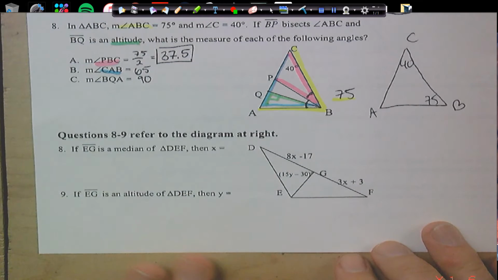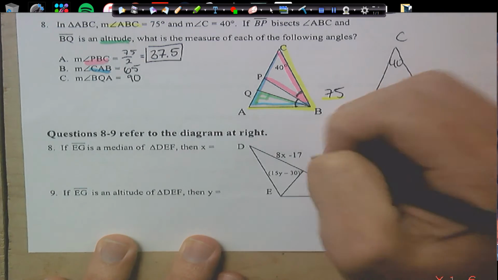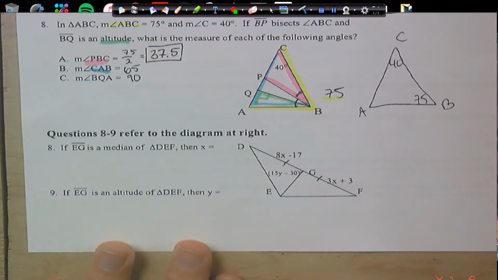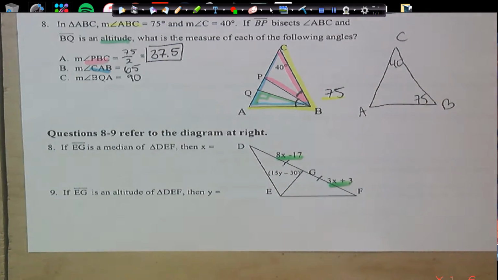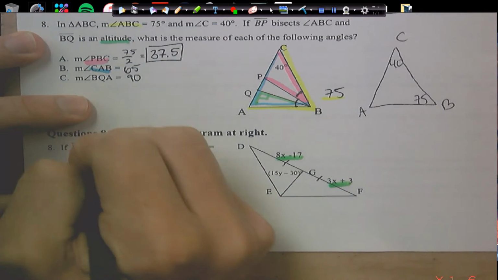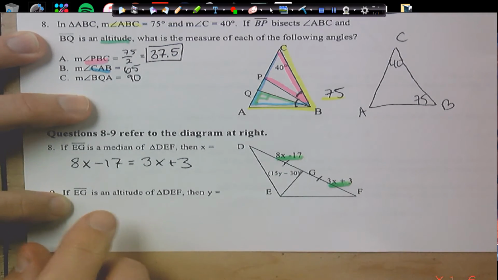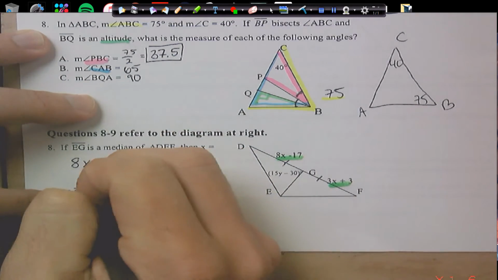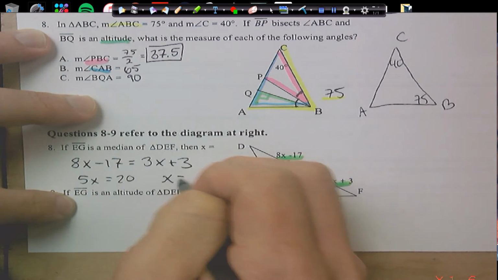All right. Take a look at this problem here. EG is a median of DEF. What does x equal? Well, median means it breaks this into two congruent pieces. So I know that these are congruent. So this is equal to this. So let's go ahead and solve. And we get 8x minus 15 is equal to 3x plus 3. I'm going to move the 3x over here to get 5x, and move the 15 over here to get 18.